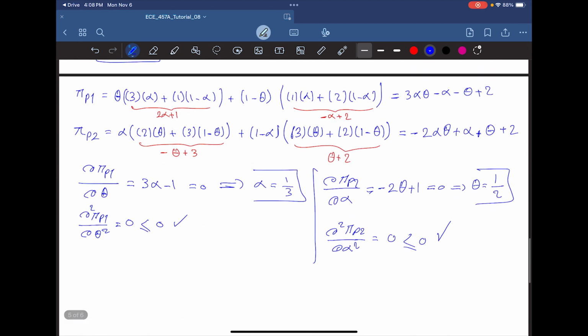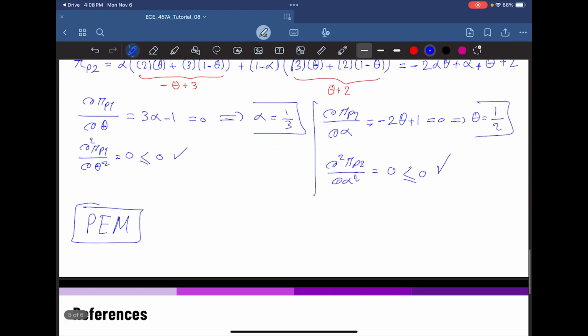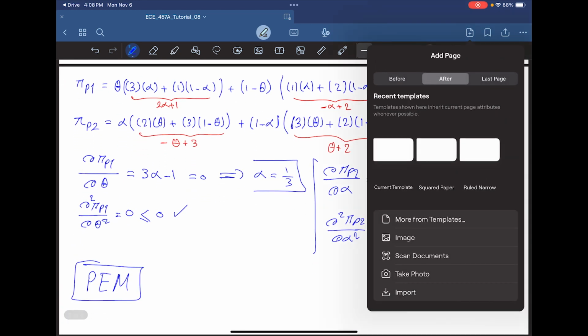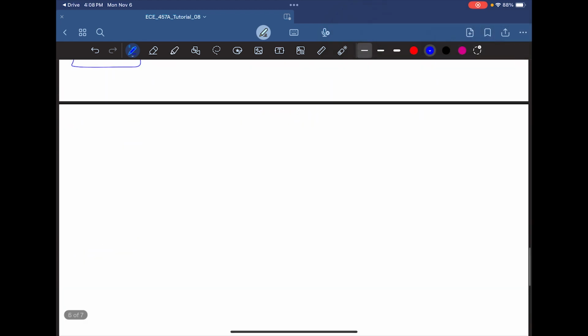Now let's solve this problem with the other approach. Payoff equating method. And I need to add another one. All right.